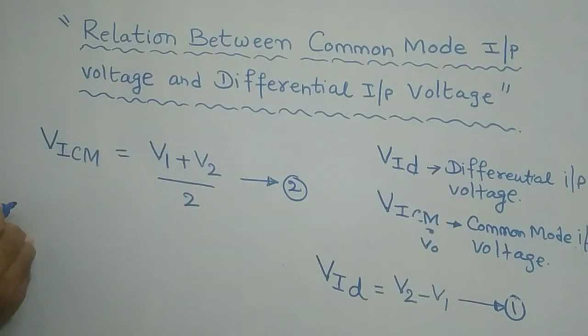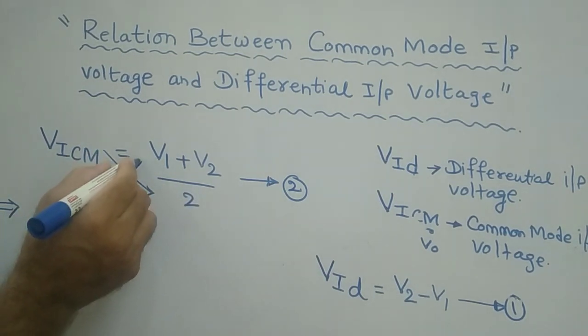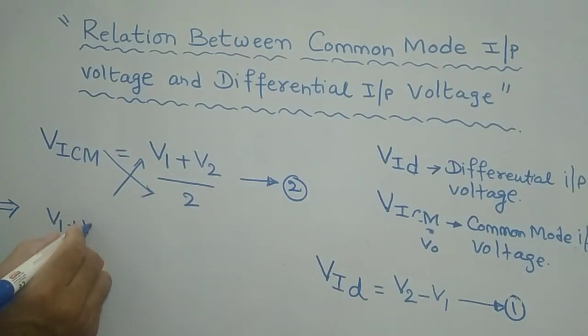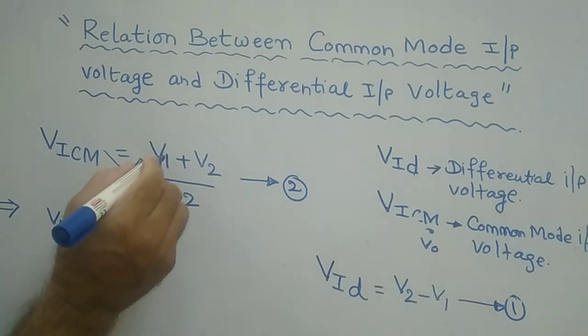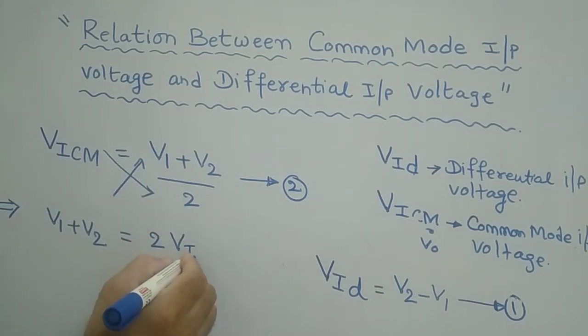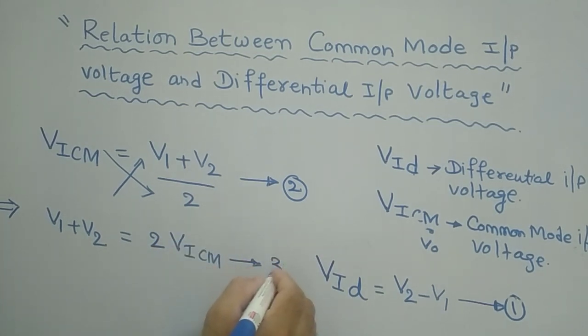Now from equation number 2, take the cross multiplication here. Then obviously V1 plus V2 is equal to 2 into VICM. This is the third expression.